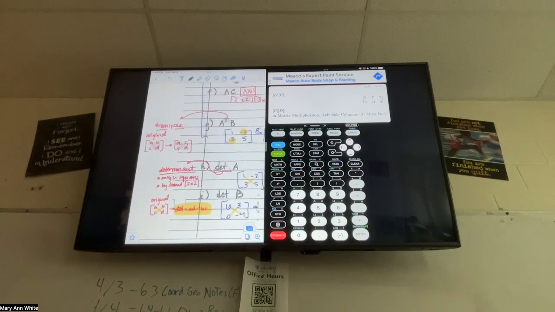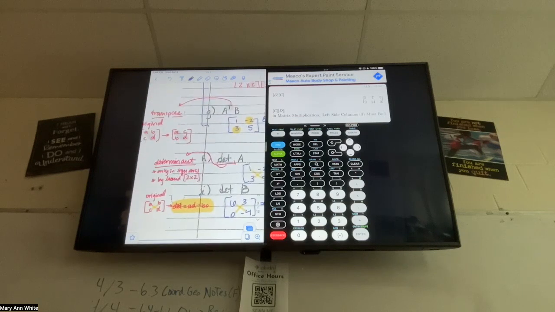We'll even do transpose real quick too. Transpose, determinant, and inverse. That's kind of building to where I want to go. But you guys see all the things we did by hand we can do on the calculator. Cool, right?